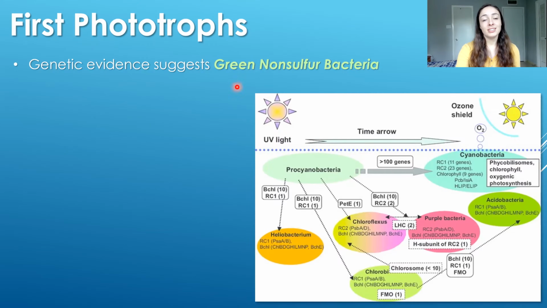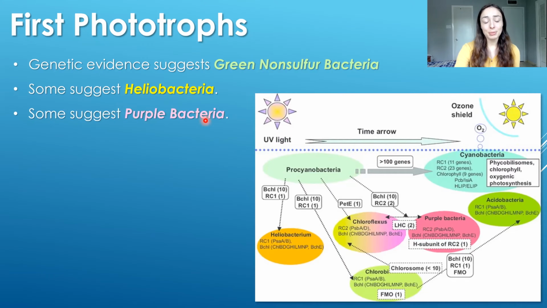Some genetic evidence suggests that green non-sulfur bacteria were the first phototrophs. However, some suggest heliobacteria and other evidence suggests purple bacteria. So which one was first? Well, if we look at this figure, we can see some bubbles listing off these bacteria, and all of these little abbreviations with numbers next to them are certain genes that some of those bacteria had and where they might have come from. It's trying to make a flow chart of which phototrophic genes belong to what and where they came from. And we can see heliobacterium here, that's the heliobacteria. We've got the purple bacteria over here, and Chloroflexus is a type of green non-sulfur bacteria.